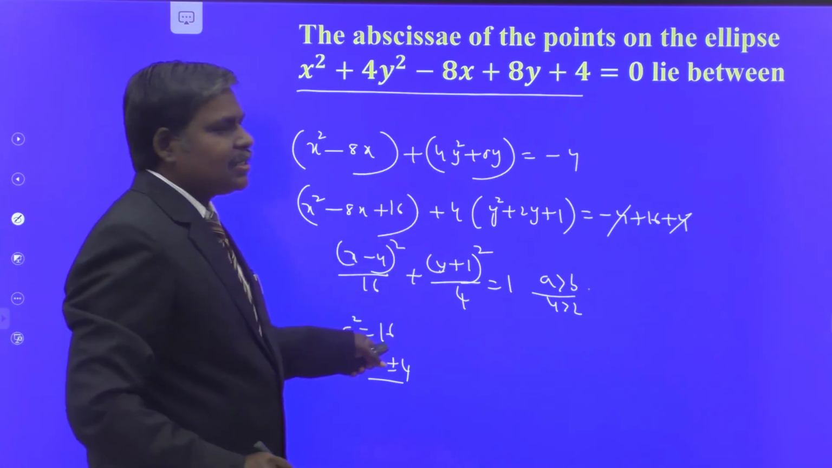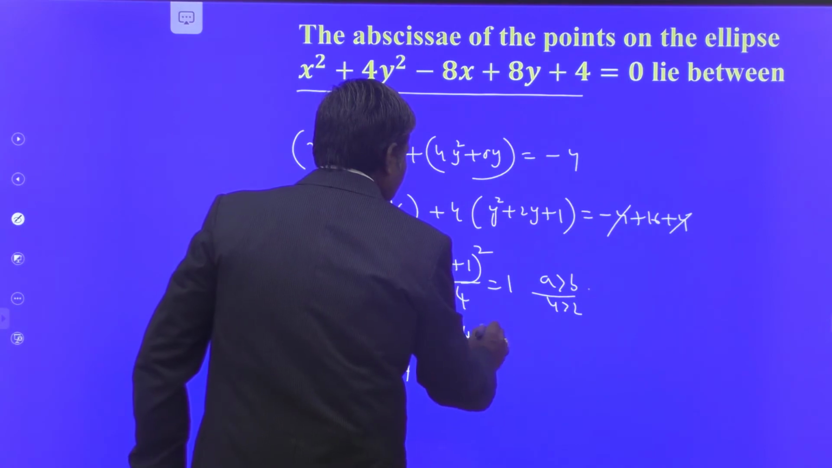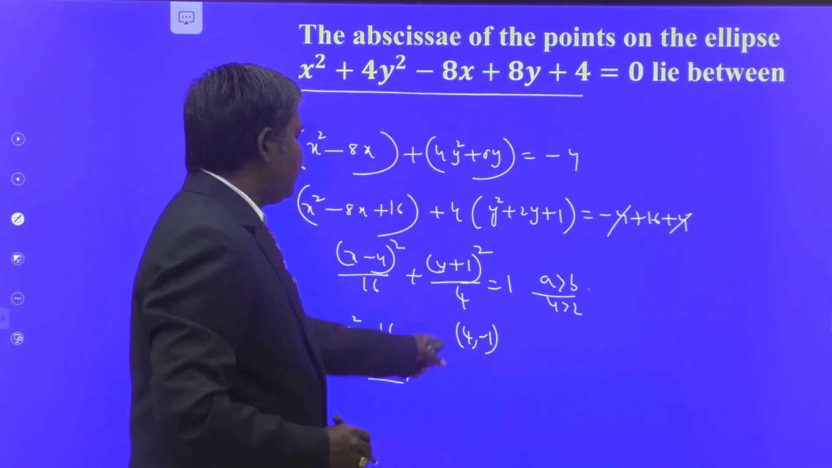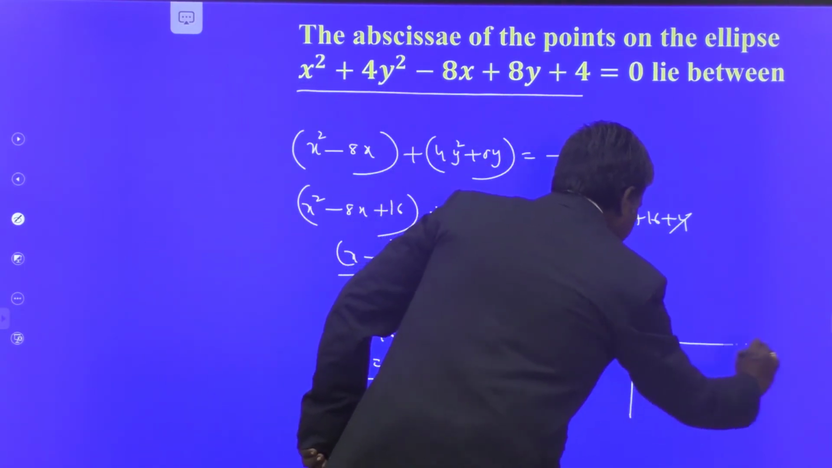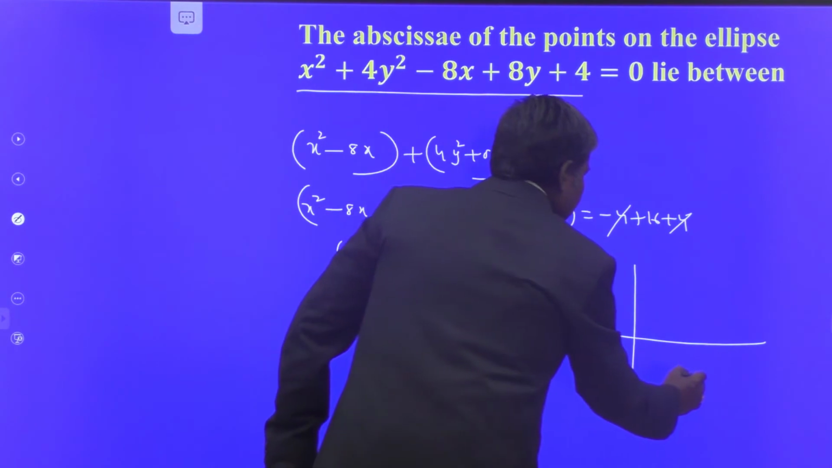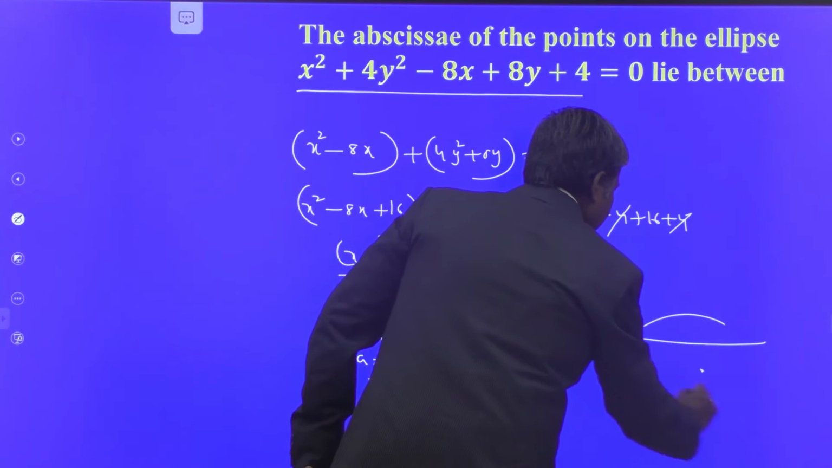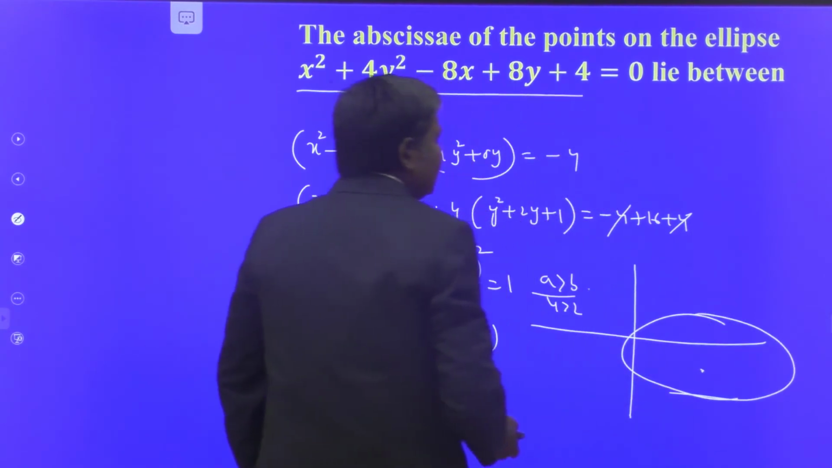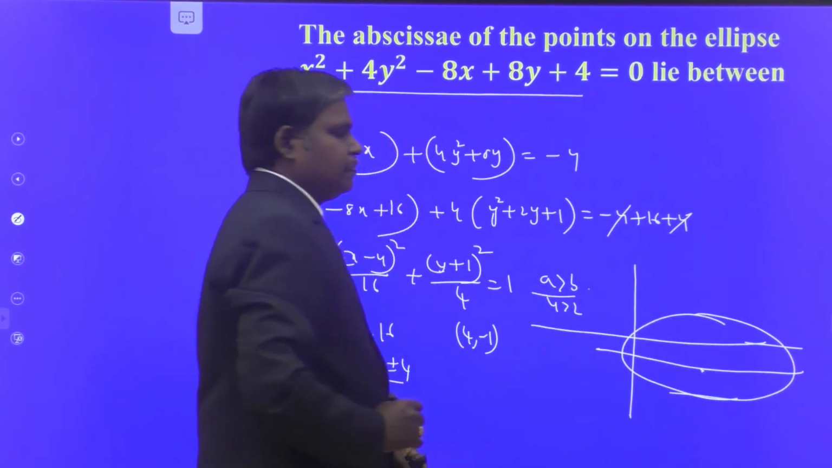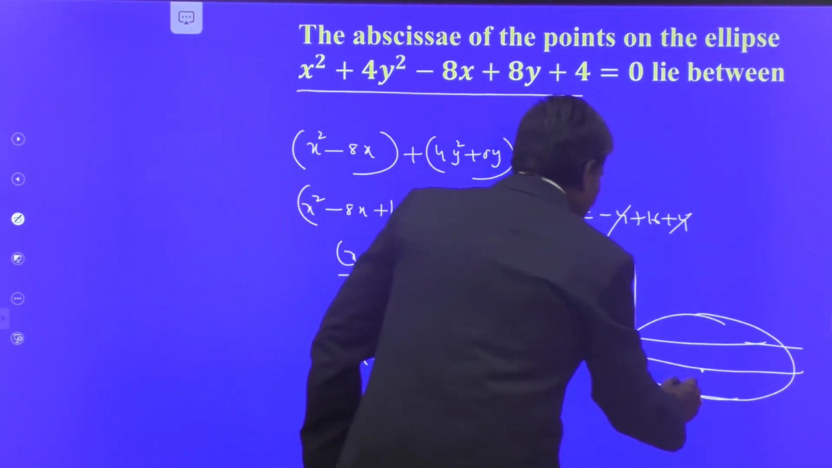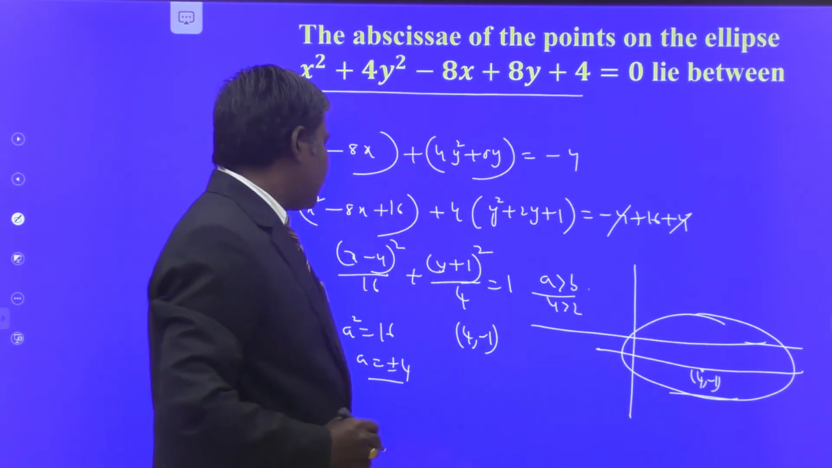So our axis is parallel to x-axis with center at 4 comma minus 1. Center at 4 comma minus 1 means it is in the fourth quadrant. So let us draw the rough diagram. Your center is 4 comma minus 1. Suppose this is your center. Your ellipse may be in this manner. Your axis of the ellipse is parallel to x-axis. This is your 4 comma minus 1.